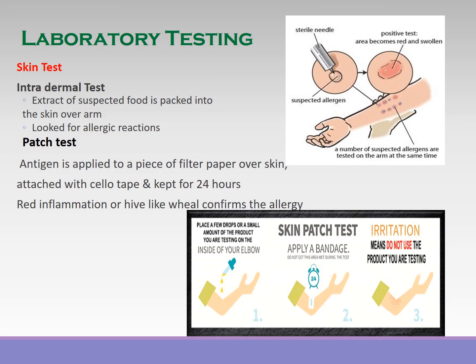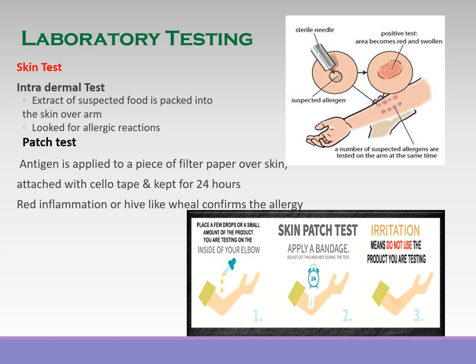Testing. First thing, skin test, and there are many tests. First we are going to see the intradermal test. In this test, the extract of the suspected food is injected into the skin over the arm and looked at for allergic reaction, whether it is creating any allergic reaction in the patient or not.